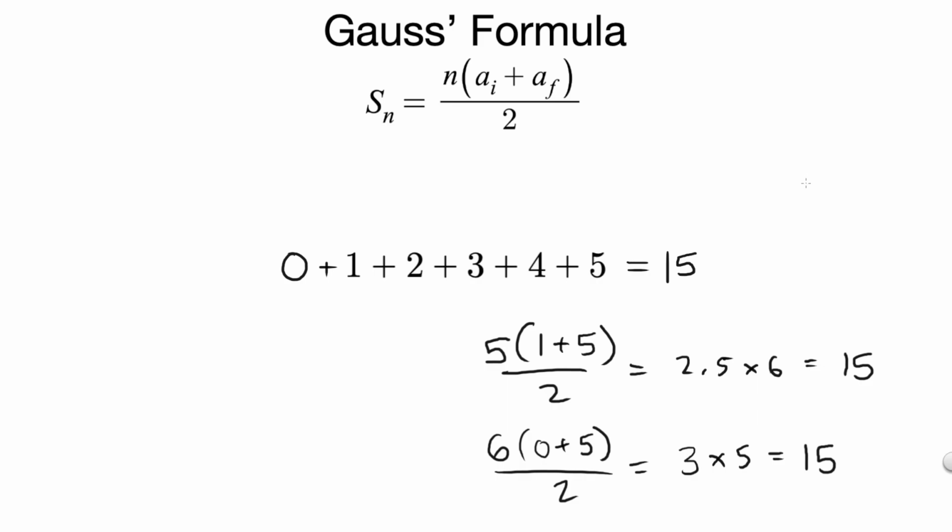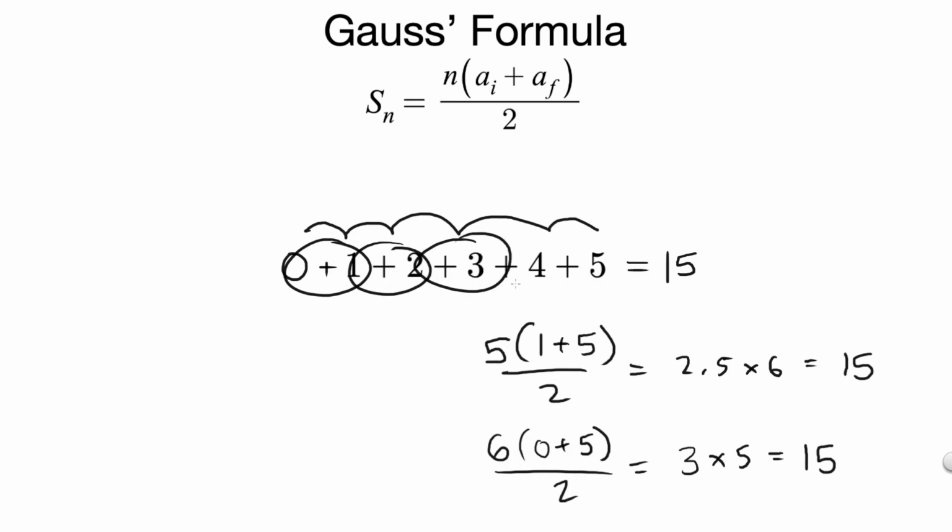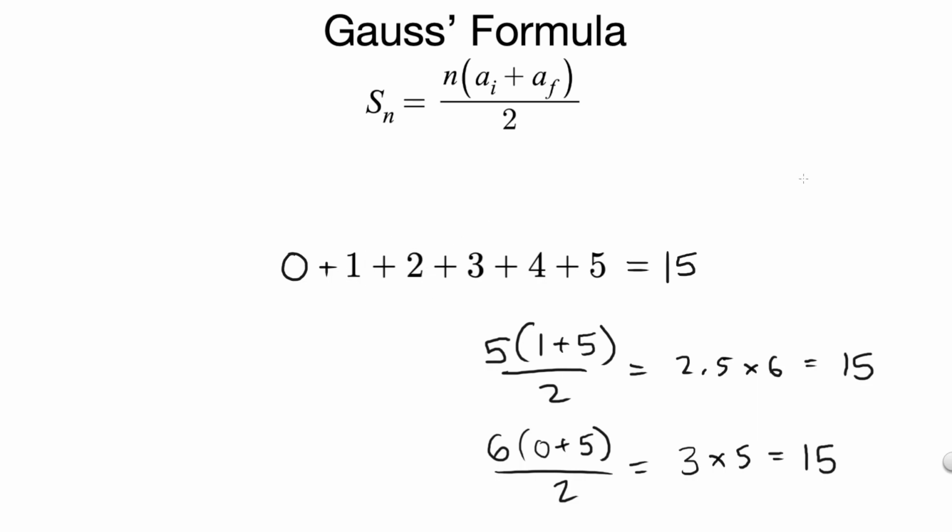You still have to remember that we have to have an incremental series. We can't have up 1 and then increase it by 2 and increase it by 5. It has to be the same throughout. Otherwise, Gauss's formula does not apply.